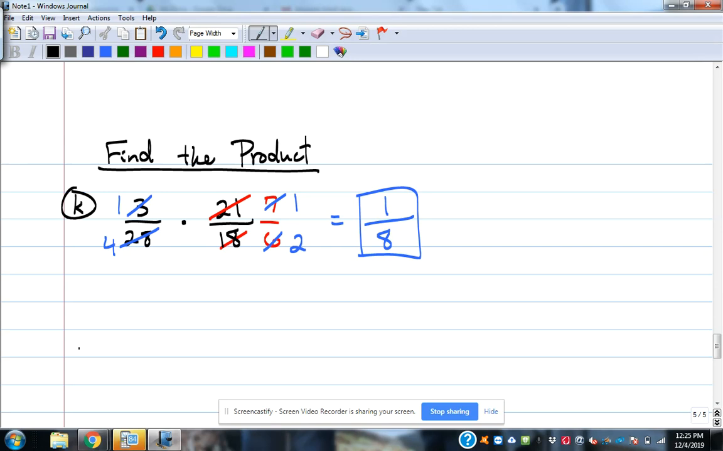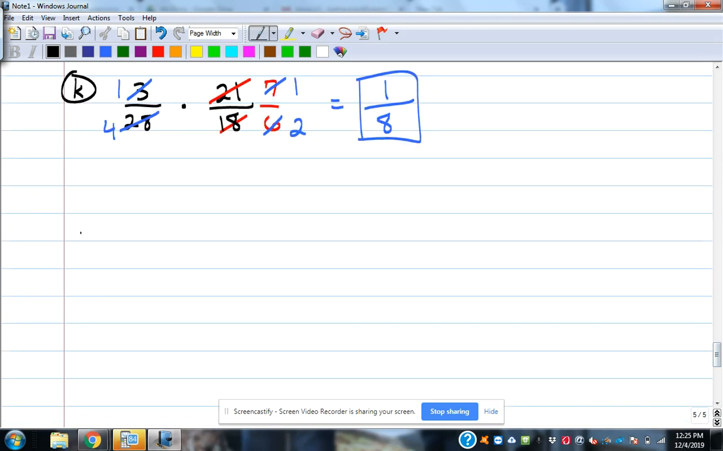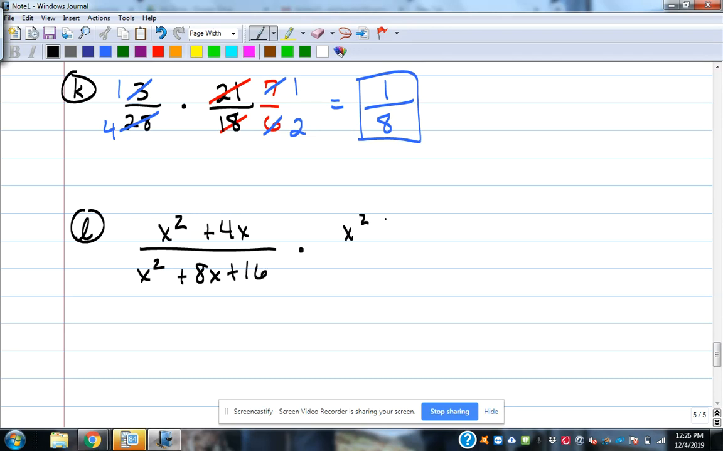Okay, so let's look at one that is more Algebra 2 speed. So there's a fraction, rational expression, excuse me, same thing. So we got two fractions, x squared plus 4x over x squared plus 8x plus 16 times x squared minus 16 over 5x.